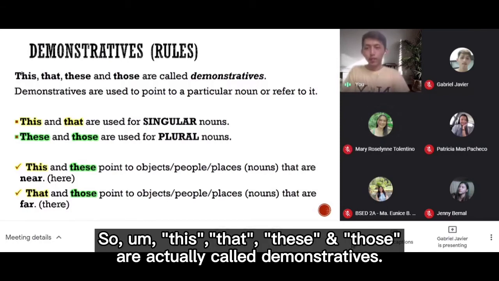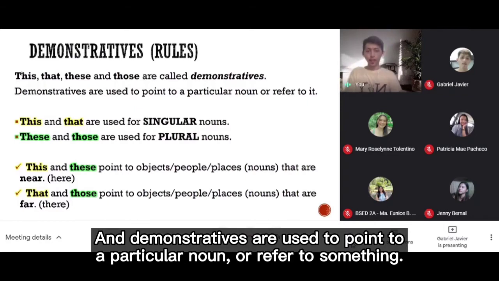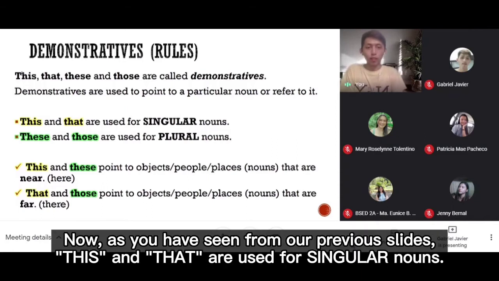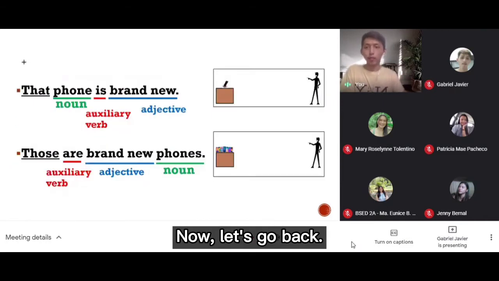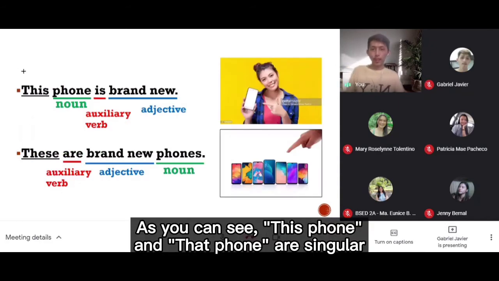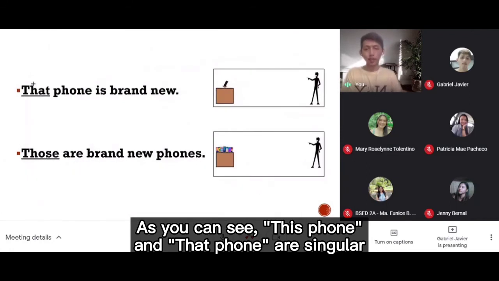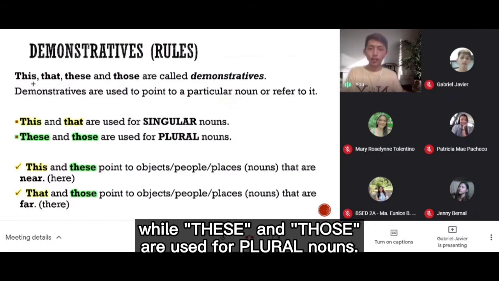So, this, that, these, and those are actually called demonstratives. And demonstratives are used to point to a particular noun or refer to something. And there are certain rules that we need to follow. Now, as you have seen from our previous slides, this and that are used for singular nouns. Now let's go back. As you can see, this phone and that phone are singular, while these and those are used for plural nouns.